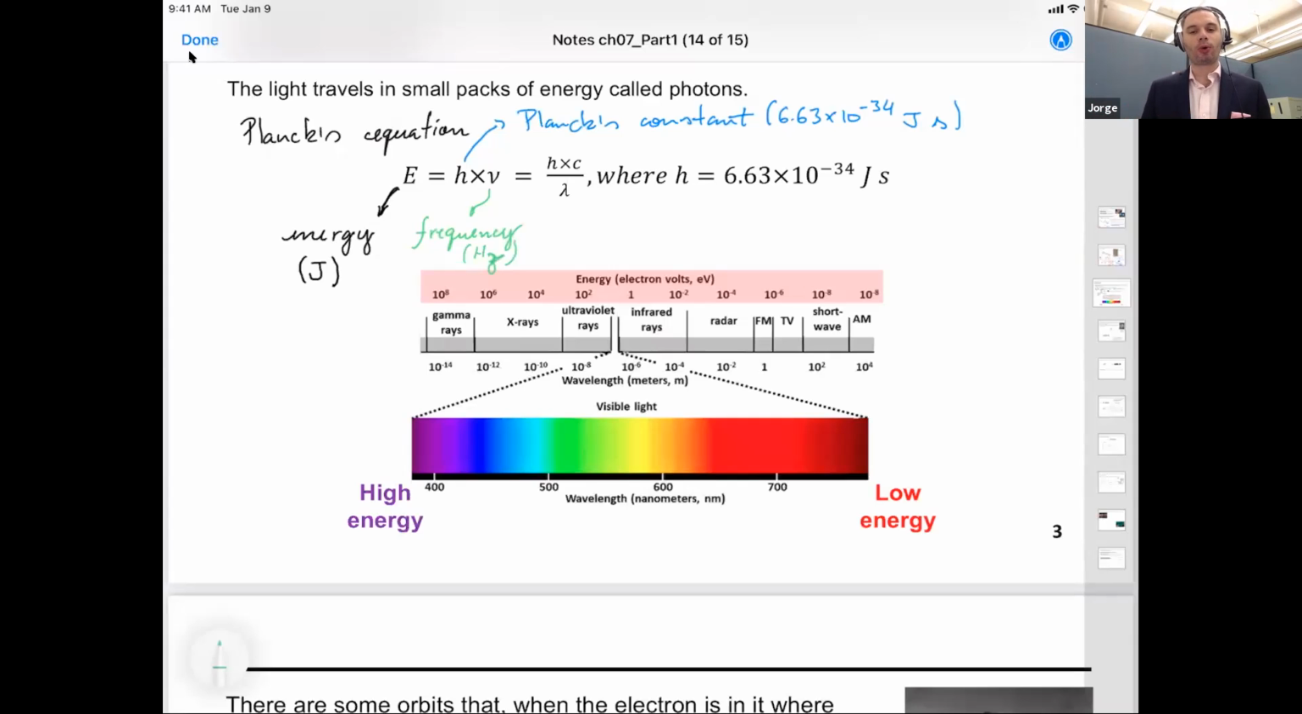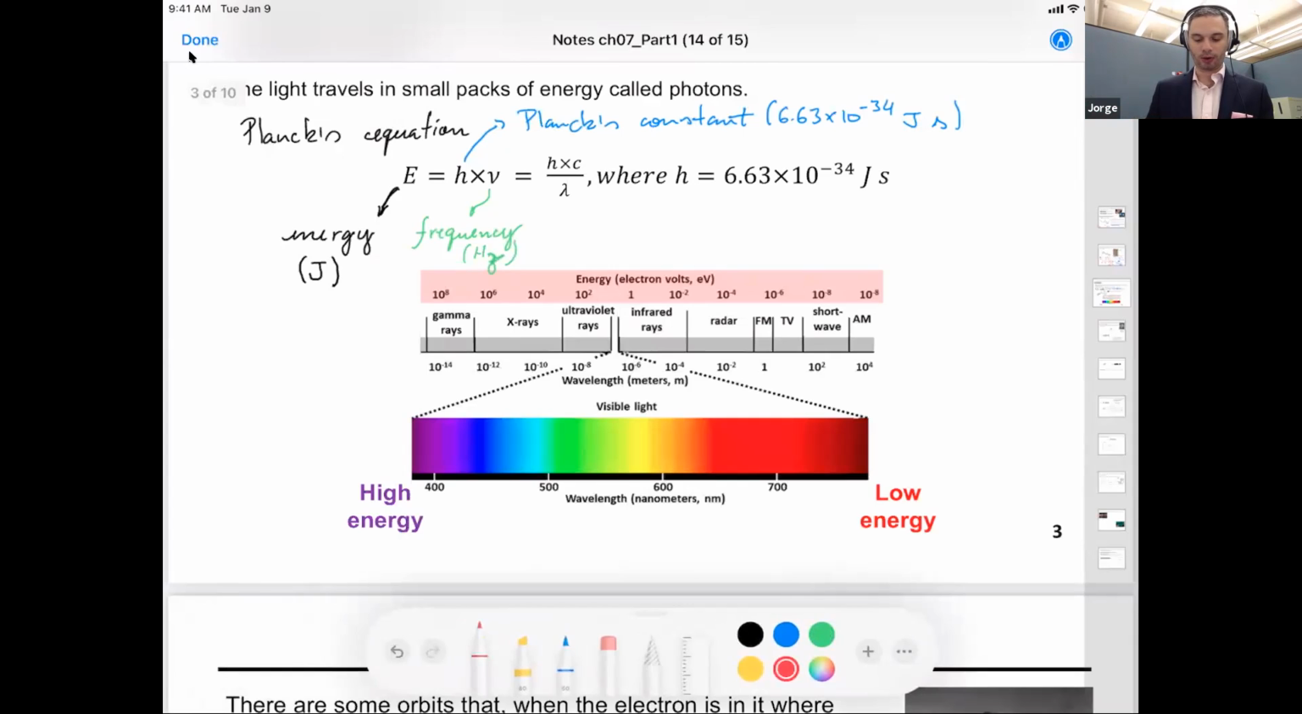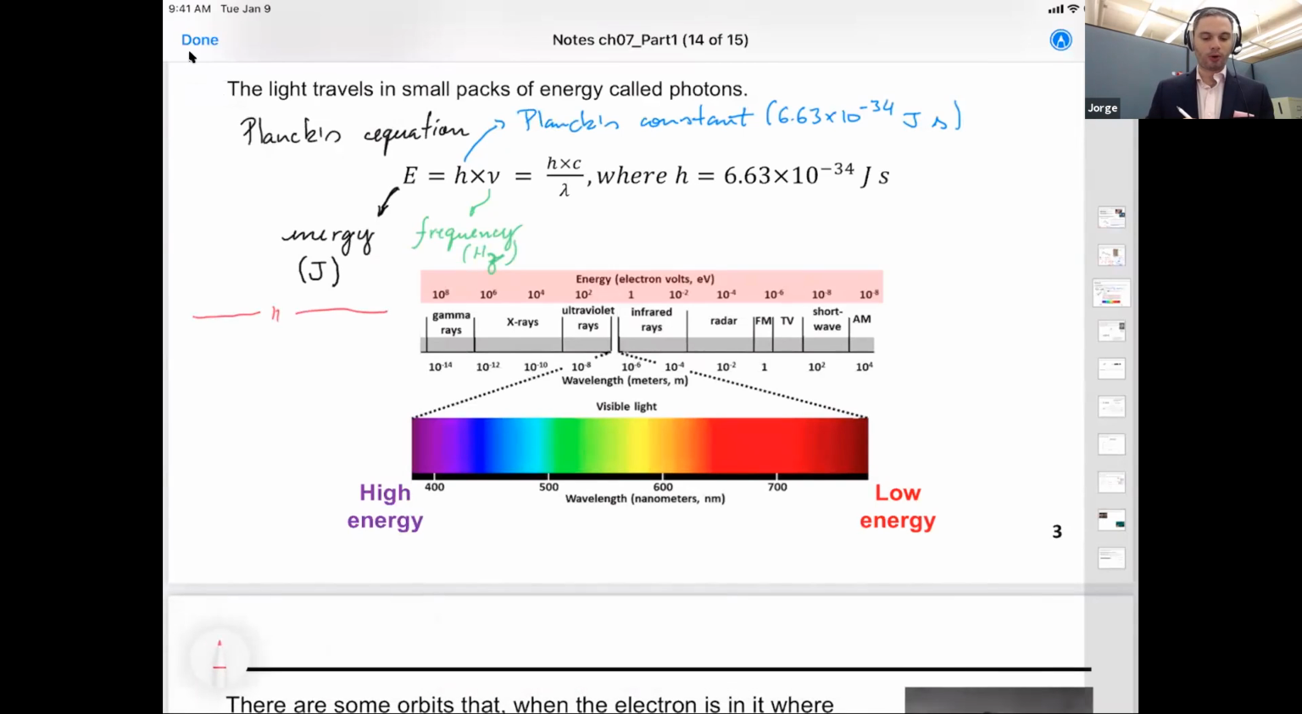We can rearrange this equation to use the speed of the wave and the wavelength. Let me go here to the corner. We know that the speed of the wave is equal to the wavelength times the frequency. In the case of electromagnetic waves, the speed is the speed of light, so I'm going to replace v by c equals lambda times nu. Therefore, the frequency of the wave is going to be c over lambda. So what we are going to do is replace the frequency in the original Planck's equation by c over lambda.